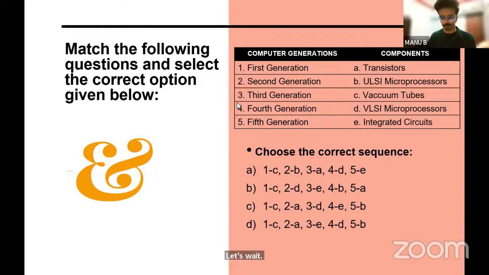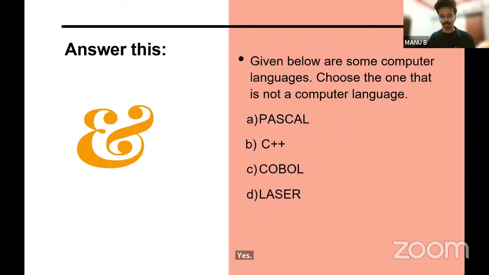Yes, it is option D. That is the right answer.